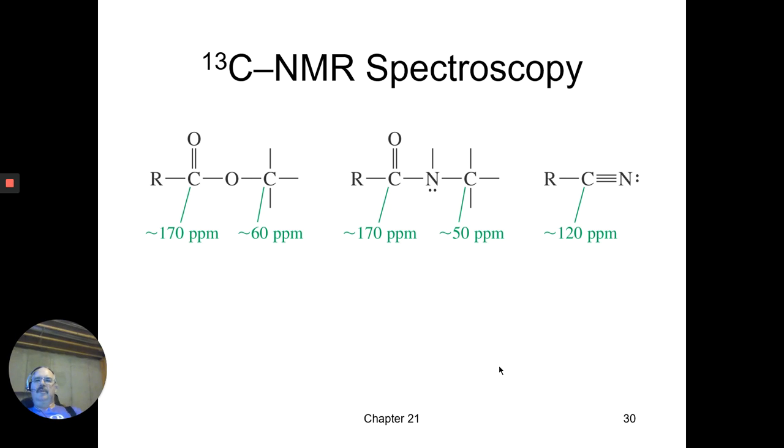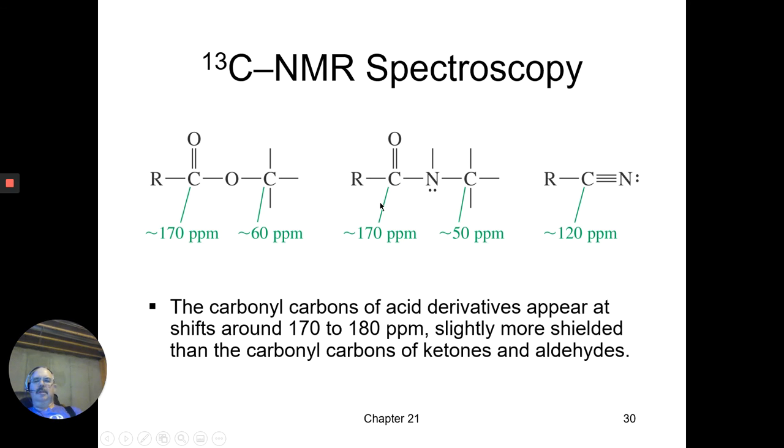Okay, and the carbon-13 NMR for an ester, the carbonyl carbon shows up at about 170. The ether oxygen carbon shows up at about 60 to 90. For an amide, the carbonyl is also about 170. And for a nitrile, the carbon shows up at about 120.